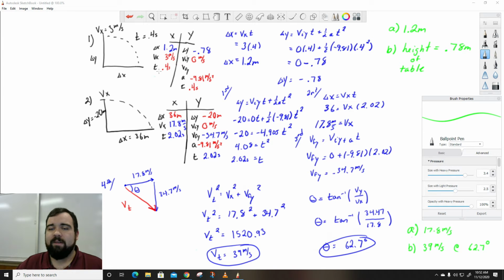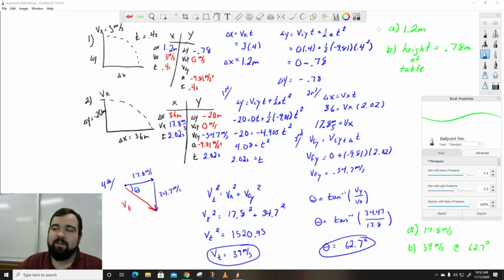Now to figure out the distance away that it lands or the height of the table itself, you can go in either order to solve that. In the case of the horizontal distance, you want to use the delta x equation. If you're looking for vertical, it's delta y. The 2 answers you should get are 1.2 and negative 0.78.